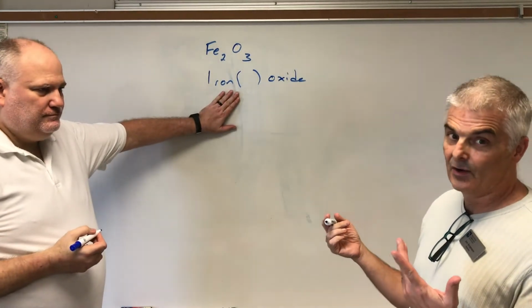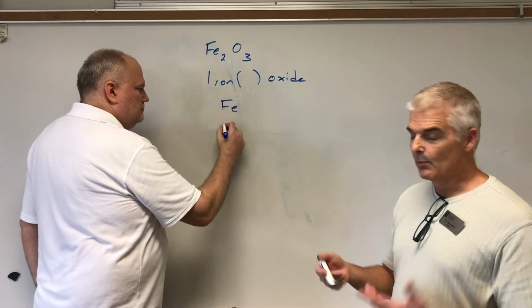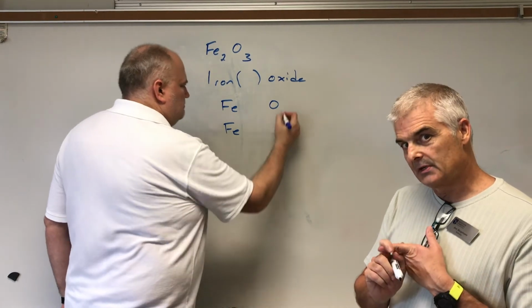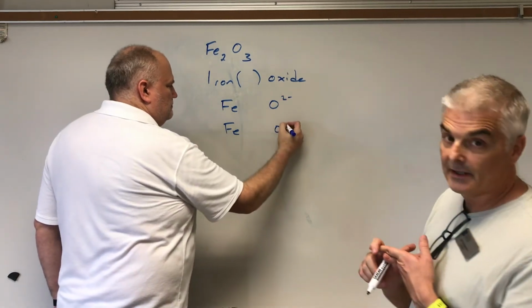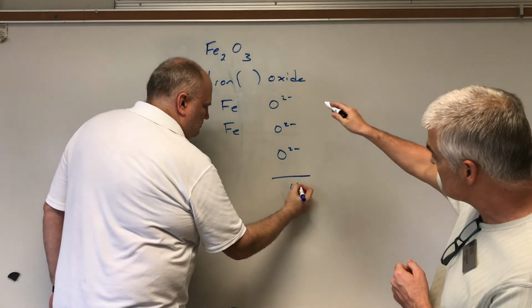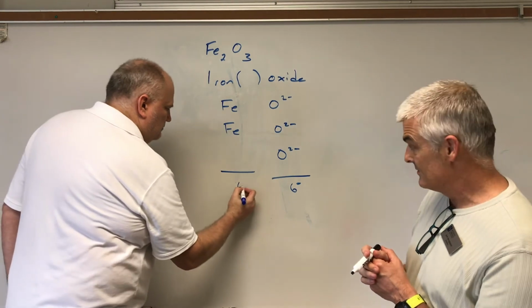So we need to write out what we've got, Fe2O3. We don't know the charge of the iron, but we know the charge of the O. Look it up on your periodic table. Its charge is 2-. But there are 3 of them, so -2, -2, -2. That adds up to 6-. So this needs to add up to 6 positive.